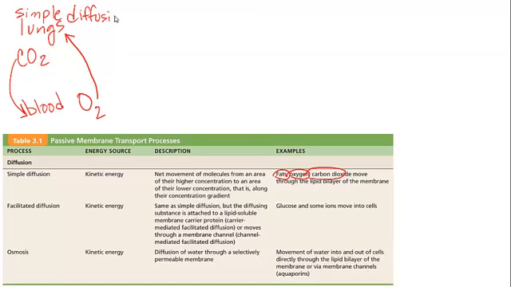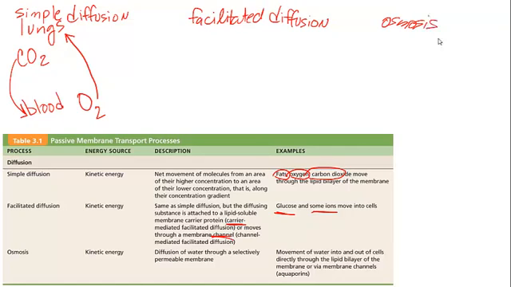We then have facilitated diffusion, which remember just means to help. This is going to be required for molecules larger than oxygen or carbon dioxide. So glucose and some ions are going to use this mechanism. They could either be carrier mediated or channel mediated. We then also have osmosis, which is the diffusion of water. And so we're going to have hypertonic, hypotonic, and isotonic solutions.